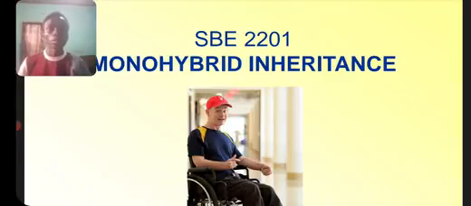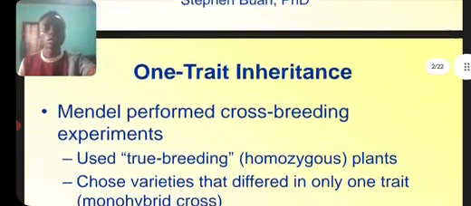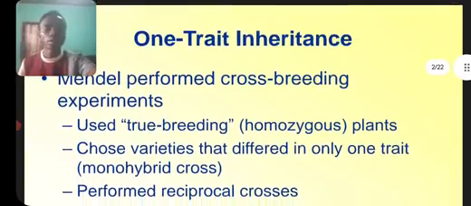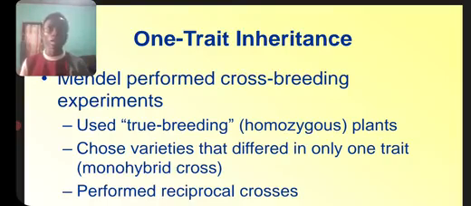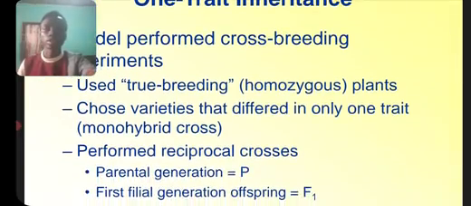So we're going to talk about monohybrid inheritance. This is our second video about genetics, monohybrid inheritance. Monohybrid inheritance is a one-trait inheritance, and Mendel performed crossbreeding experiments to discover this. He used true breeding homozygous plants and chose varieties that differed only in one trait, that is a monohybrid cross.